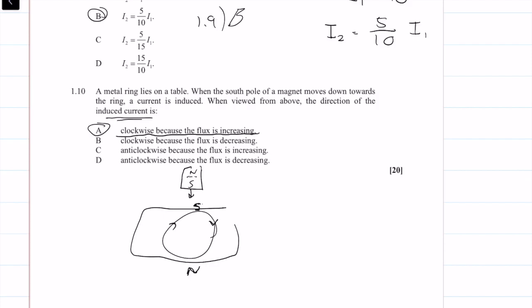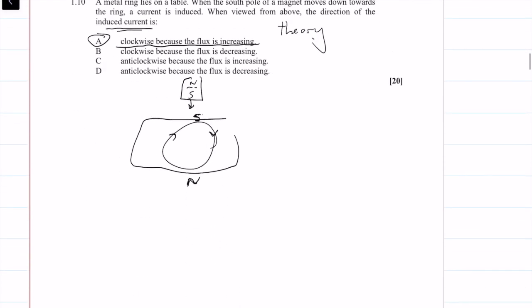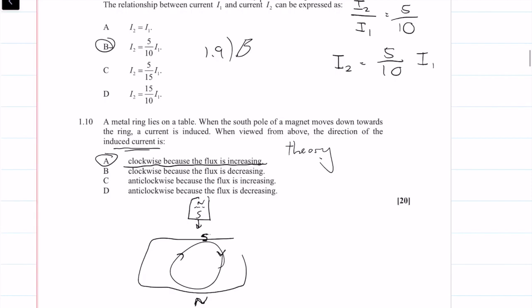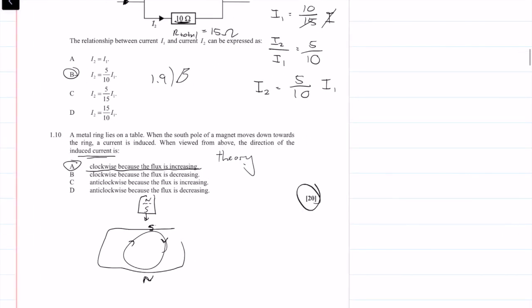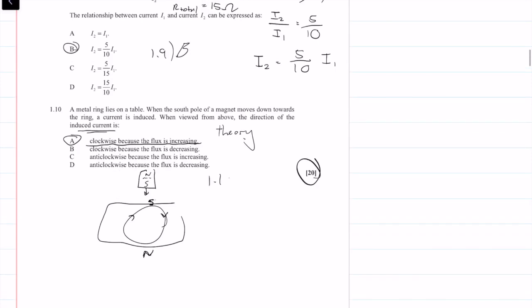Okay, so I hope that also makes sense. This is mostly a theory question, so if that's the case, just go look up that theory. Okay, cool stuff, guys. So we've done that and we've got our 20 marks for all the multiple choice questions. Let's see, 1.10 is option A.